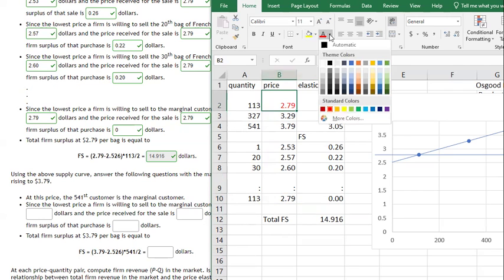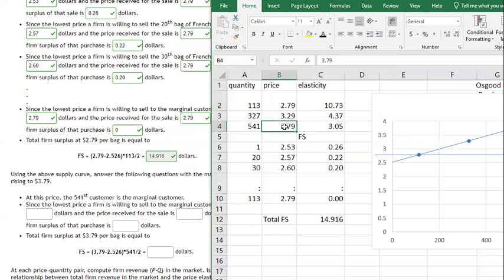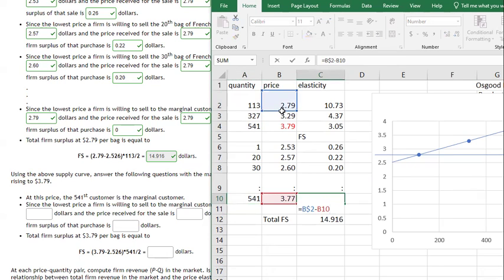Suppose the market price is no longer 279, it's now 379. Instead of the marginal exchange being 113, the marginal exchange is now 541. So I'm going to change this to 541. Okay. And then what I have to do is change this blue box to this red box, and we get something really close to 0. Now we have a round off error here, which gives us something other than 0. Change these individual firm surpluses as well.